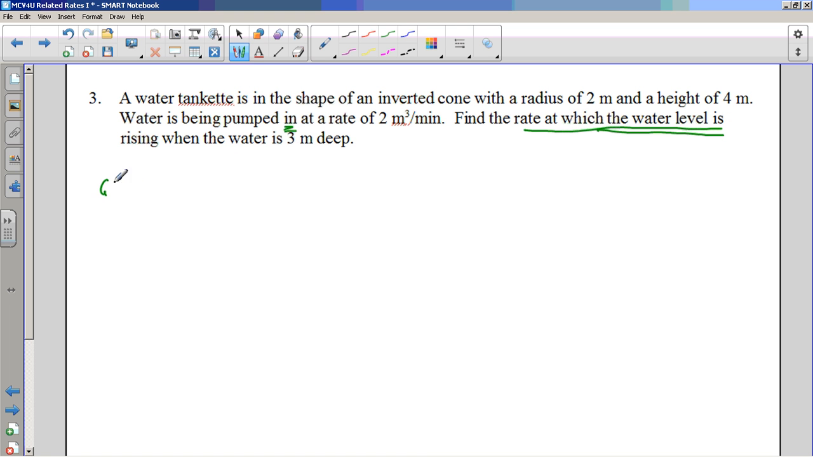So what have I got? My given is, I'm going to draw a picture and draw some of this stuff on it. Inverted cone. So this is some sort of tank that looks like this. Radius is 2. The height here is 4.